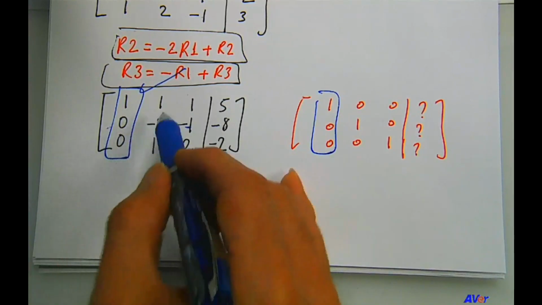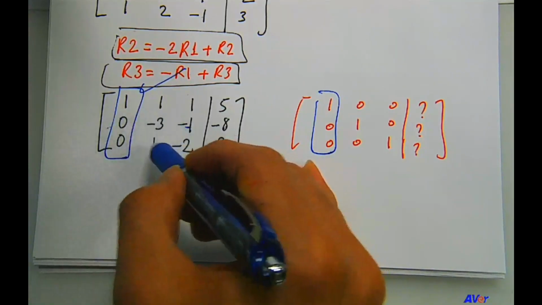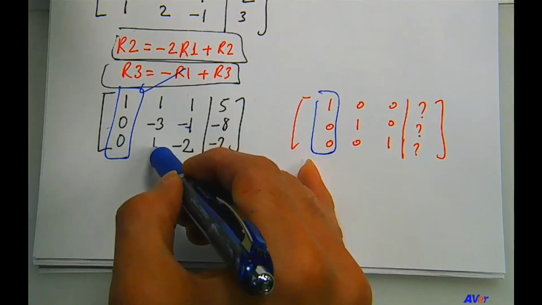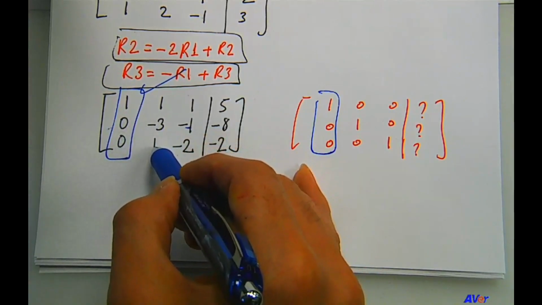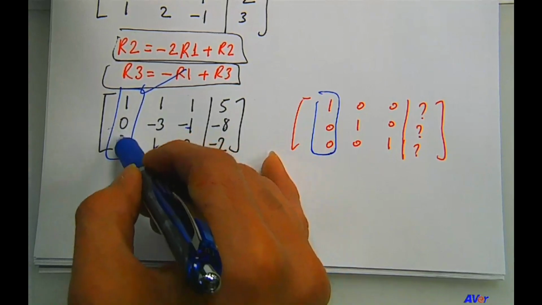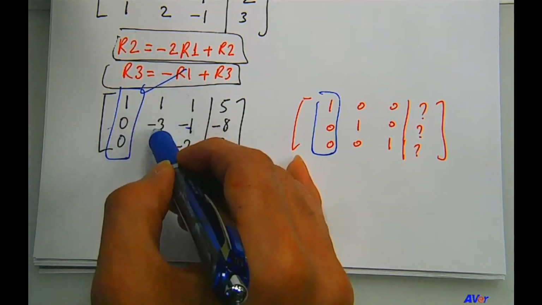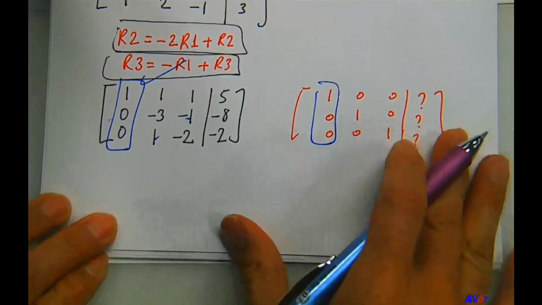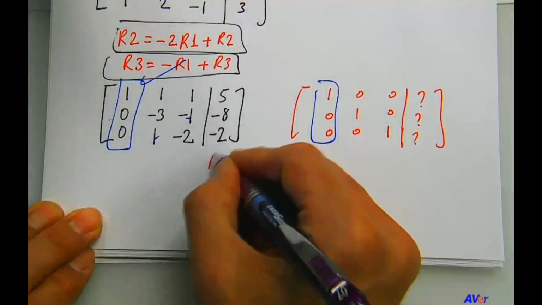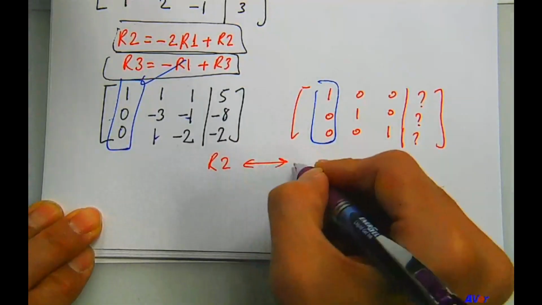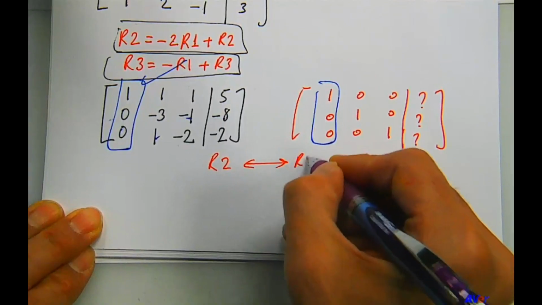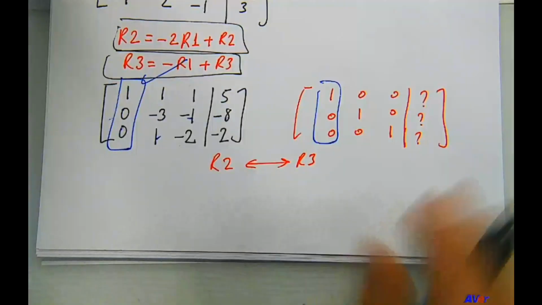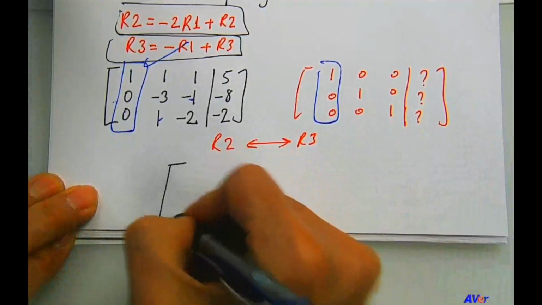I mean, in this case, sometimes you might not have a 1 here. In this case, you have a 1 here, and you have zeros here naturally, since you're in the second column. So it's okay to interchange rows 2 and 3. So let's do that. We're going to interchange row 2 and row 3. That's going to give us this matrix.